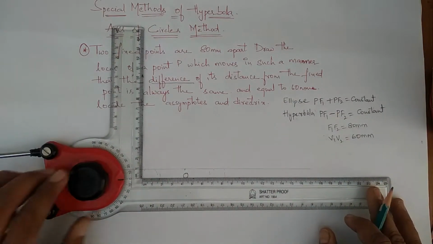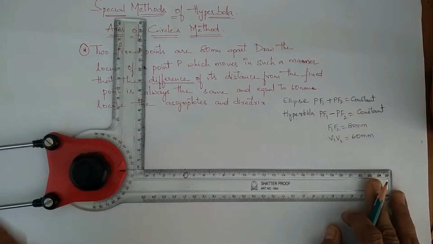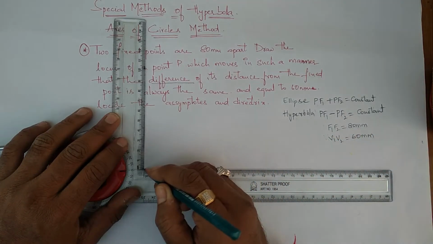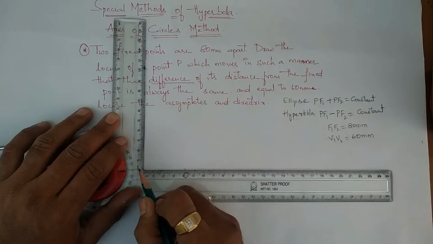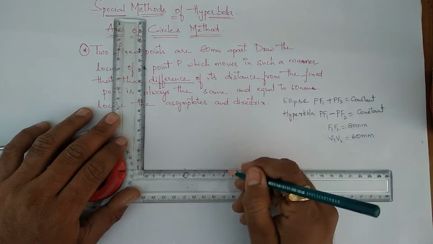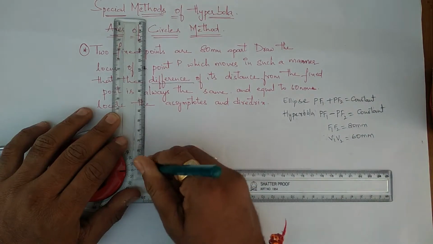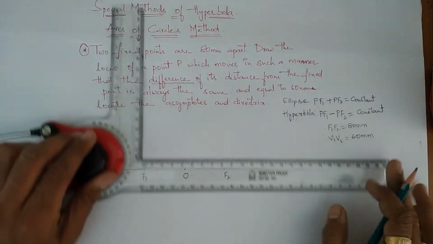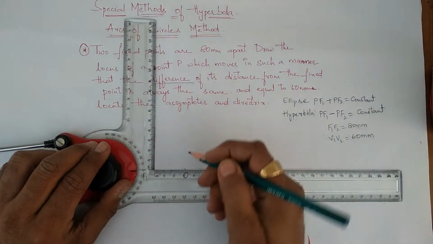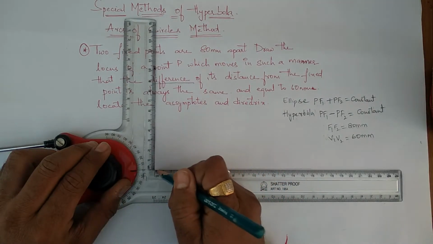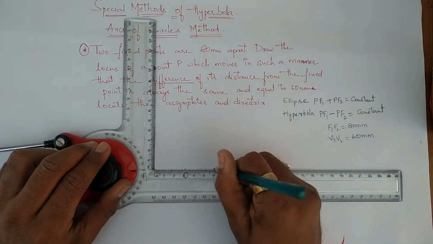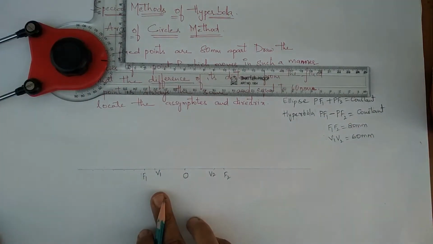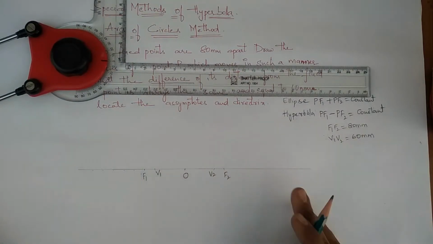Right now from the point O, first locate the focus points, the fixed points. That should be 80 mm, so 40 mm towards the left side of O and 40 mm towards the right side of O, such that the focus distance will be 80 mm. This is F1 and F2. Next V1 and V2: that is 30 mm towards the left side of O and 30 mm towards the right side of O, where we mark V1 and V2. This is how we locate the focus points and vertex points.